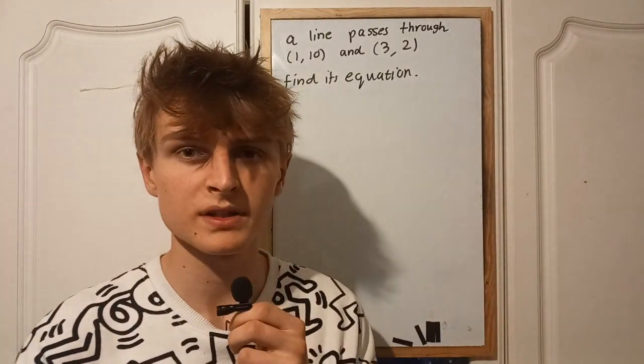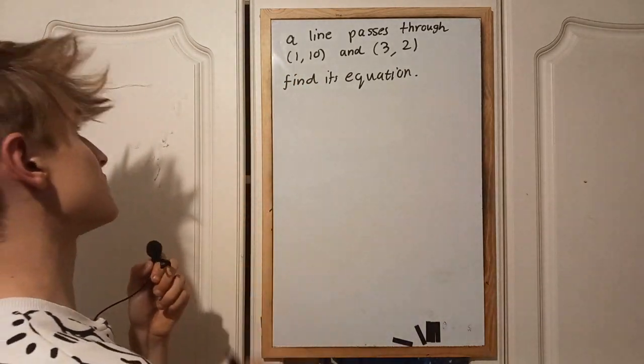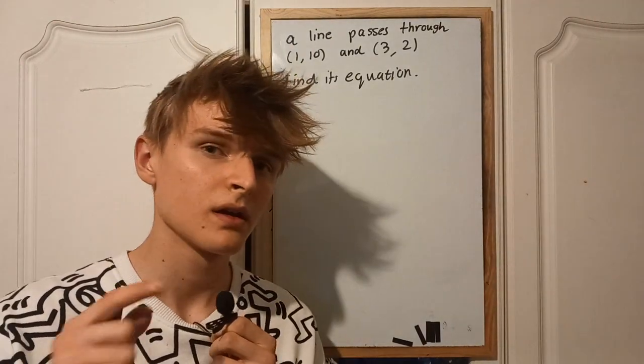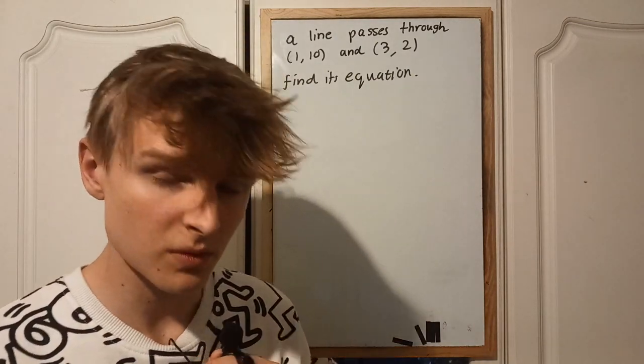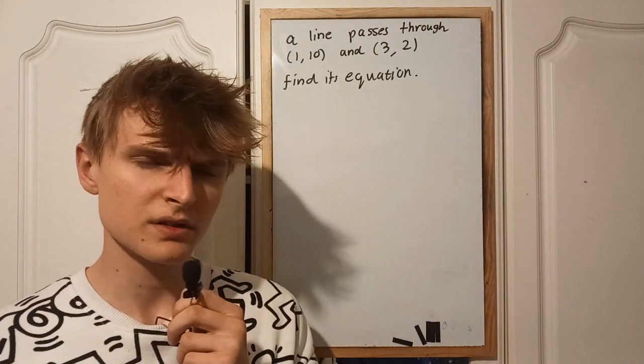Okay, so this next one is a little bit trickier. It goes like this. A line passes through the points 1, 10 and 3, 2, and we're tasked with finding its equation. Now, to find the equation of a line, we're going to need to find its gradient and its y-intercept so we can set up the equation y equals mx plus c.